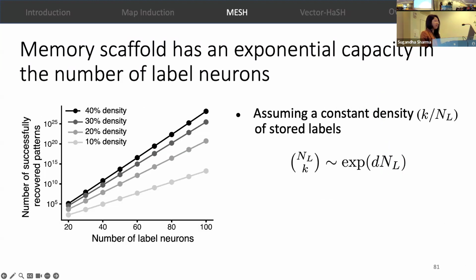Further, we also find that the memory scaffold has an exponential capacity in the number of label neurons. Assuming a constant density k by N_L of stored labels, as we increase the number of label neurons, the number of successfully recovered patterns increases exponentially.